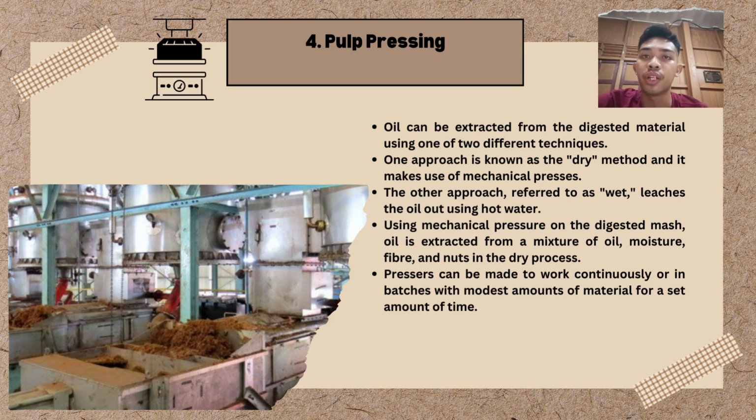Using mechanical pressure on the digested mesh, oil is extracted from the mixture of oil, moisture, fiber, and nuts in the dry process. Pressure can be made to work continuously or in batches with modest amounts of material for a set amount of time.